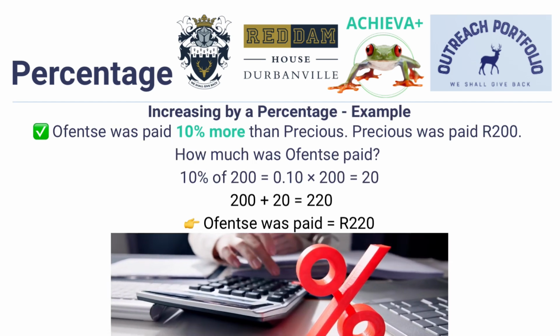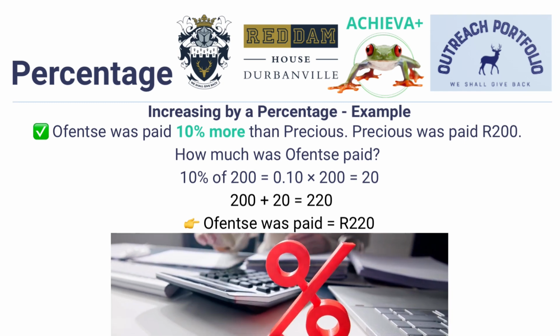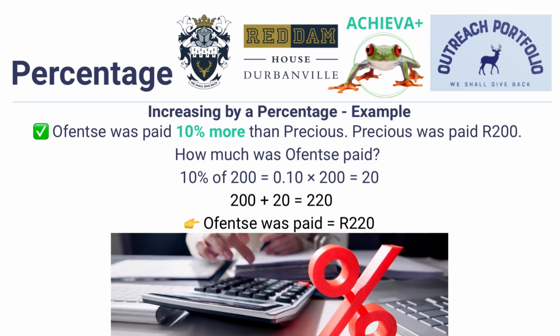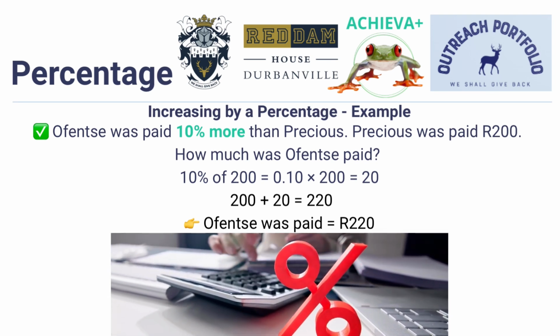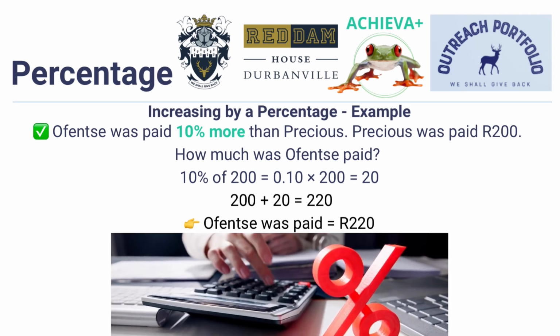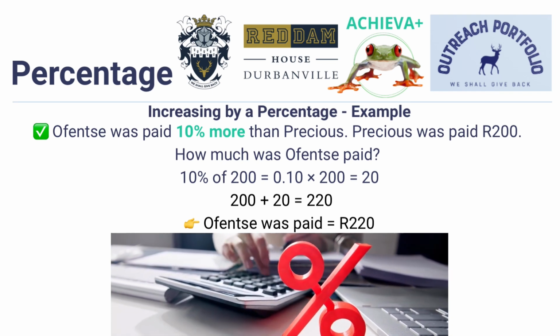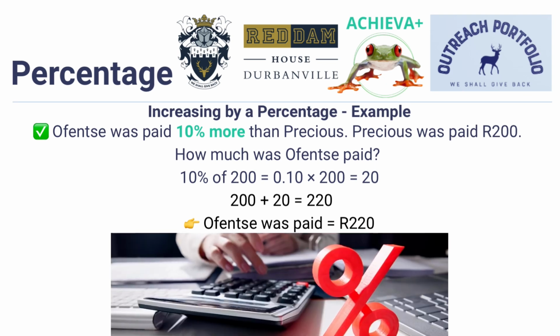Increasing by a percentage. Example, Offense was paid 10% more than Precious. Precious was paid 200 rand. How much was Offense paid? 10% of 200, which is equal to 0.10 times 200, is equal to 20. 200 plus 20 is equal to 220. Offense was paid 220 rand.